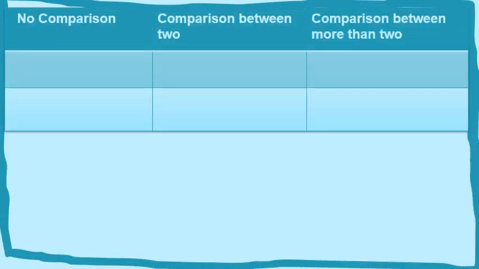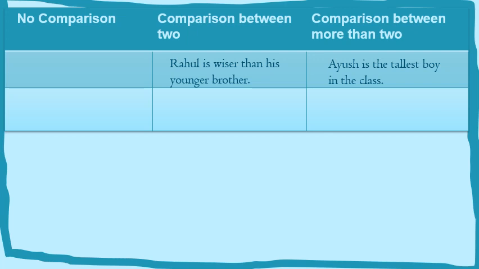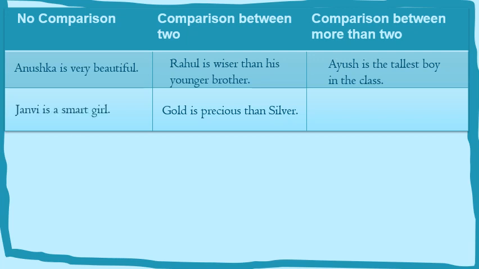Now check your answers. Rahul is wiser than his younger brother. In this, we are doing a comparison between two, that is Rahul and his younger brother. Second, Ayush is the tallest boy in the class. In the class, we have a lot of students, so Ayush is compared with the whole class. Third, Anushka is very beautiful, no comparison. Fourth, gold is more precious than silver, comparison between two. Janvi is a smart girl, no comparison. He is the youngest player in the team, comparison between more than two.